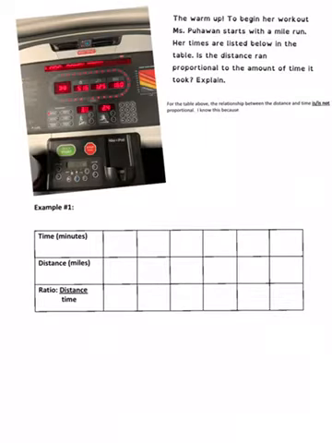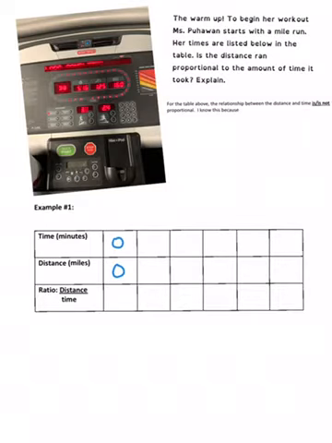Example number 1 is the warm-up. To begin her workout, Miss Buhauen starts with a mile run. Her times are listed below in the table. The question is, is the distance ran proportional to the amount of time it took? Explain. So, to begin, at 0 minutes, I ran 0 miles.